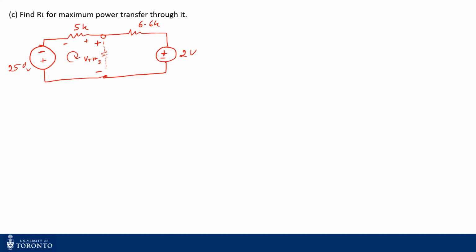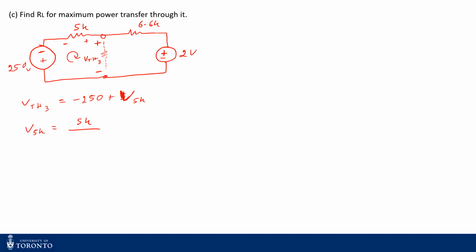So basically my VThevenin 3 should be equal to minus 250 plus V across the 5K, right? So what's the V across the 5K? So I can just apply the voltage divider, right?